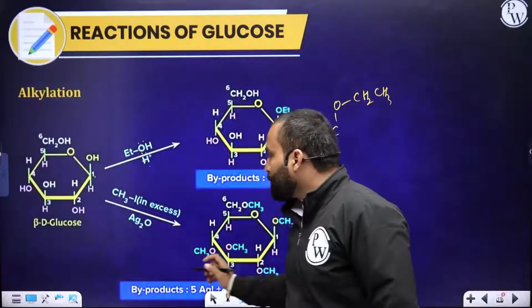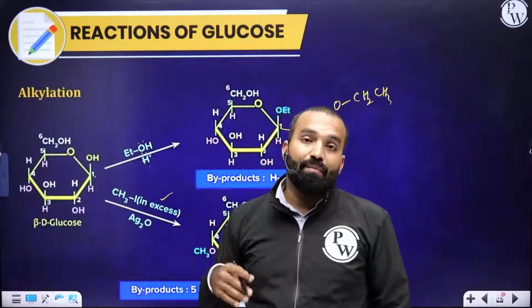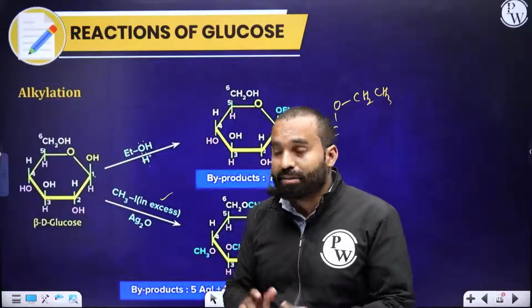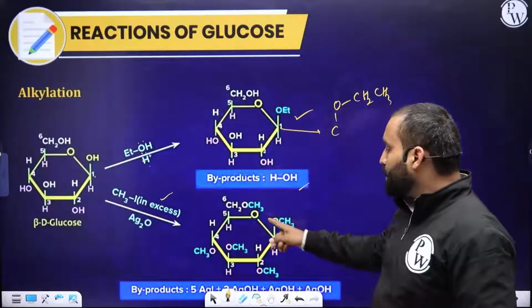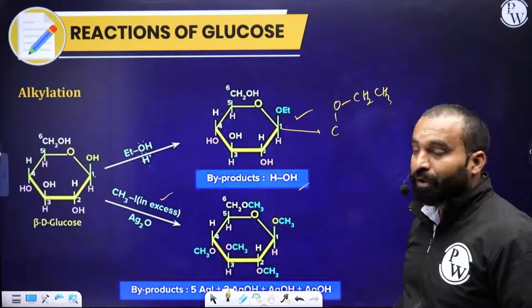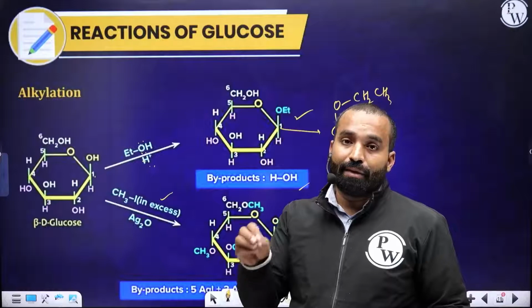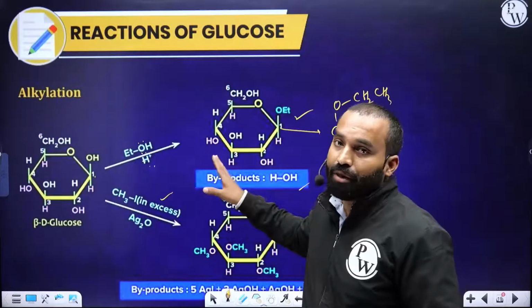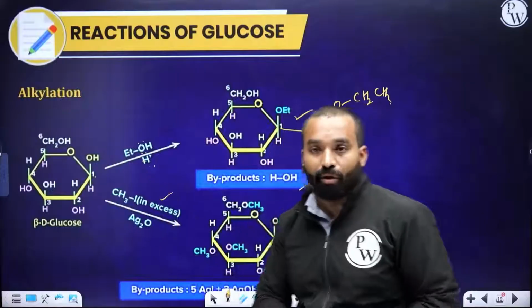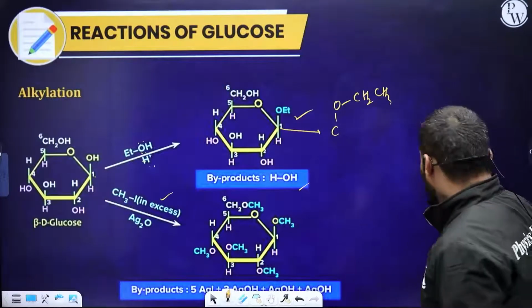Here also you can produce an ether, but make sure if you react it with CH3I, methyl iodide, taken in excess, all these alcohol units are going to transform into ethers. But in the first reaction, treating it with ethanol and a little bit of acid, only the carbon number 1 OH will be converted to the ether analog. The rest of the alcohols are untouched.